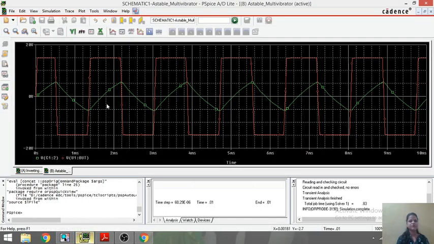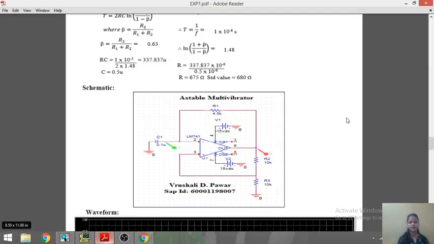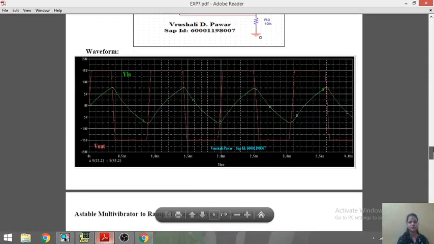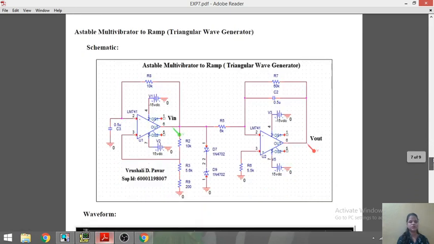You can see here the waveform of the astable multivibrator. Green one is the charging and discharging waveform of the capacitor, and red one is the output waveform. At the output of the astable multivibrator we are getting the square wave, that is the red one. So like this I get the astable multivibrator.